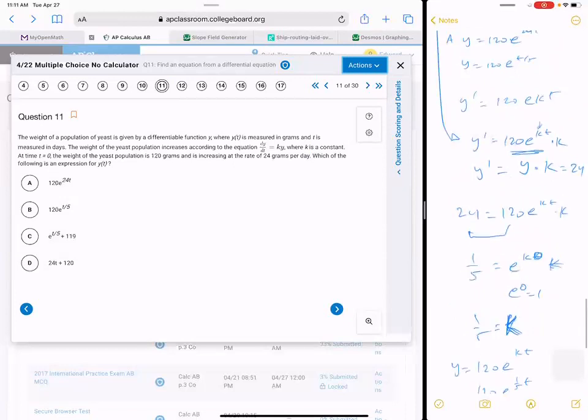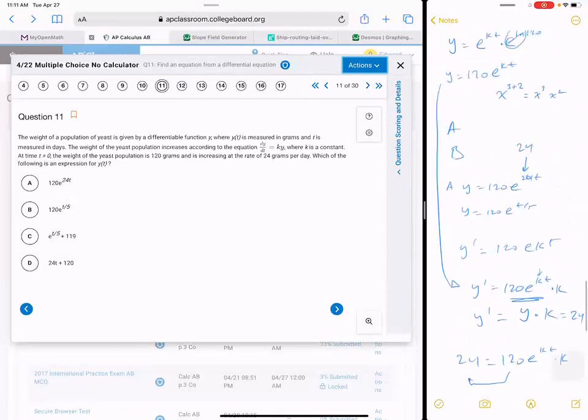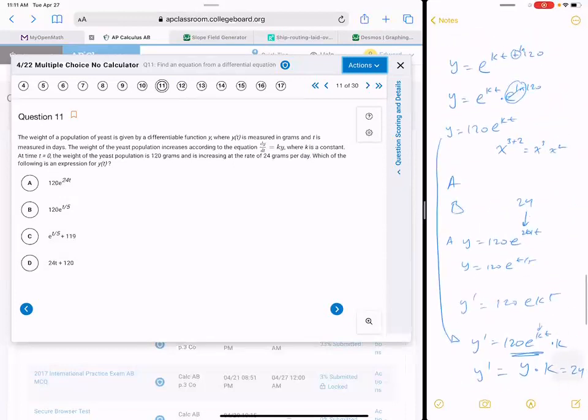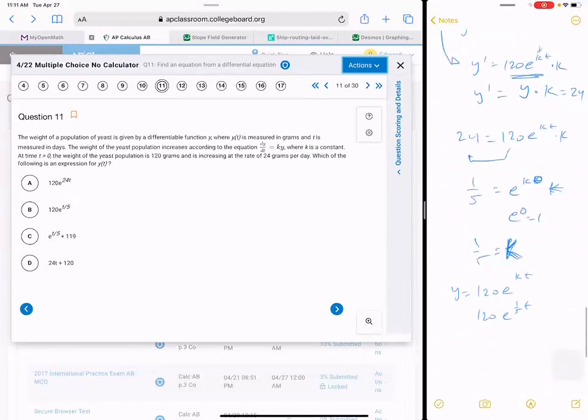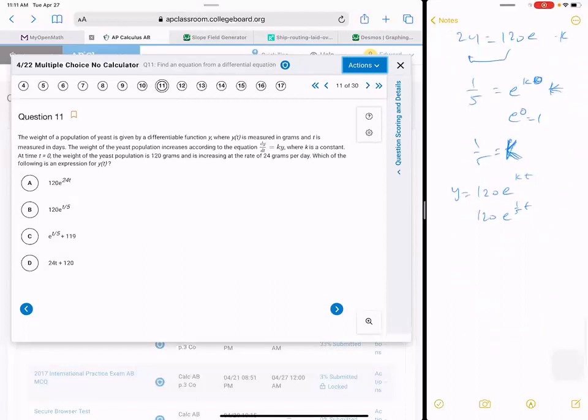I wonder if there's a faster way of doing that. We had to plug in both the initial condition and the derivative there. Okay. That was question number 11.